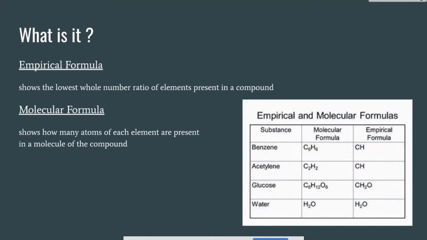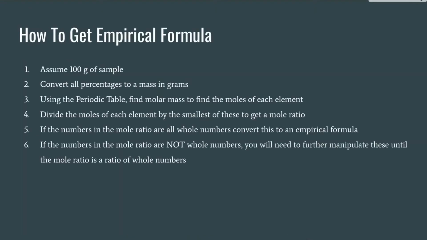Some examples are glucose. For glucose, the molecular formula is C6H12O6, and the empirical formula is CH2O. That's the reduced version of the molecular formula. For water, though, the molecular formula is H2O, while the empirical formula is also H2O, because you can't reduce it any further.